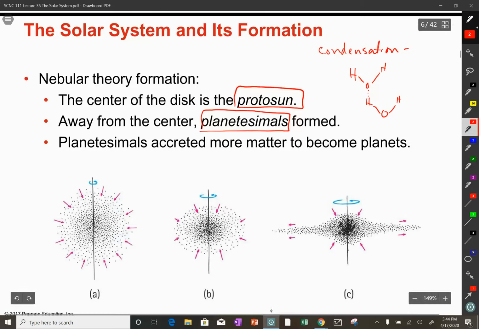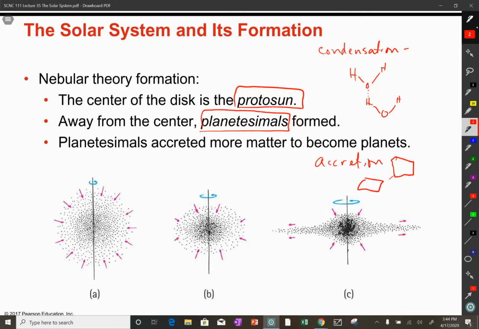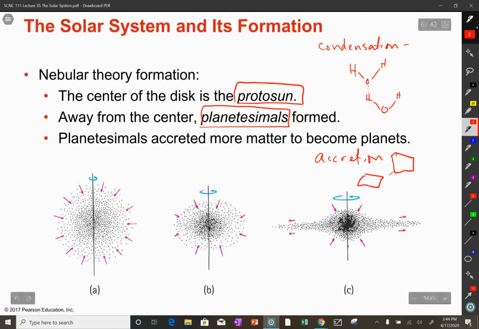And then as you get more mass, the mass becomes large enough that you can have one chunk connect to another chunk, and that's accretion. So accretion is chunk by chunk. Here's a chunk, here's another chunk, and gravity holds them together. Whereas condensation is molecule by molecule, and it's molecular forces holding them together.